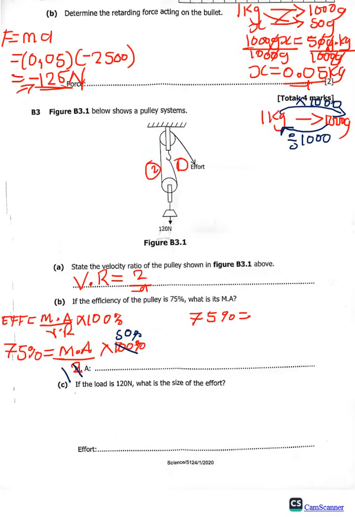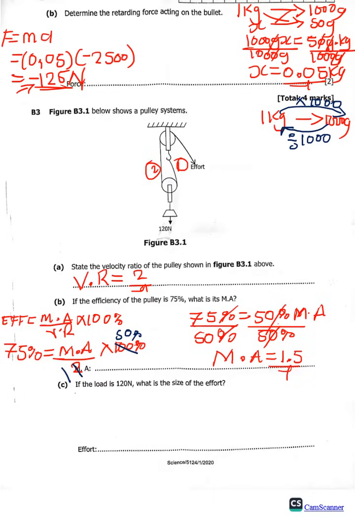So 50% times MA is 50% MA. Then we can divide by 50% here, also 50%. So we cancel this, 50 into 75 is 1.5. So this is our mechanical advantage.